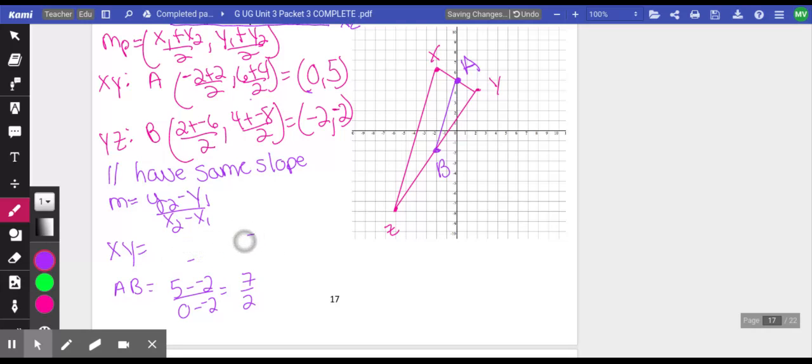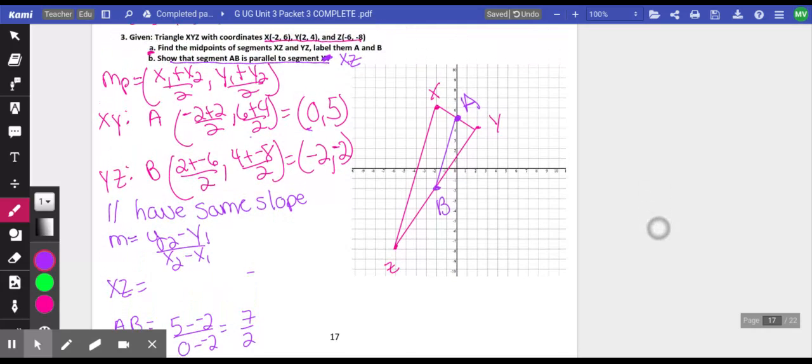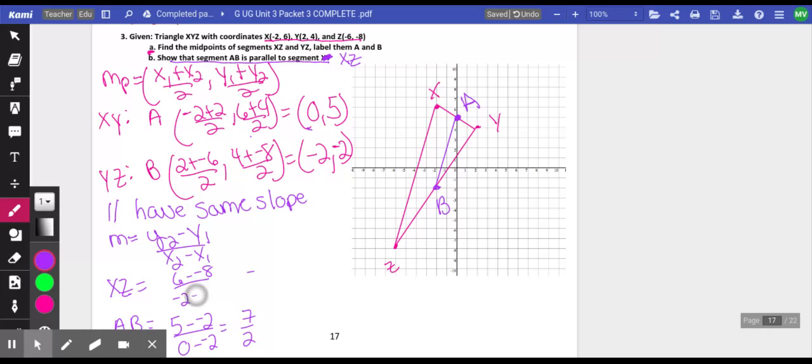So the slope of AB, which I need, is 7 over 2. But now I'm going to find the slope of XZ. The slope of XZ is going to be 6 minus -8 over -2 minus -6. Minus and minus is a plus. So that's 14 over 4, which reduces to 7/2. So there we go. Now I do know that XZ is parallel to AB because they have the same slope.